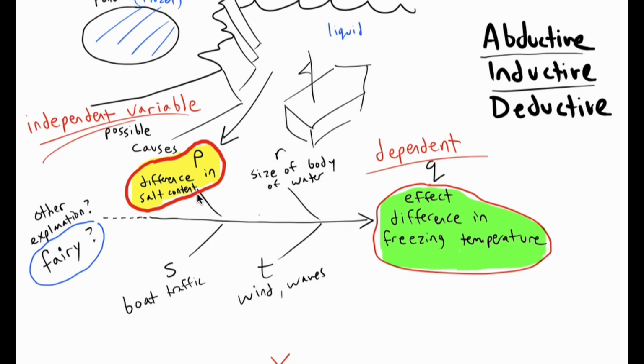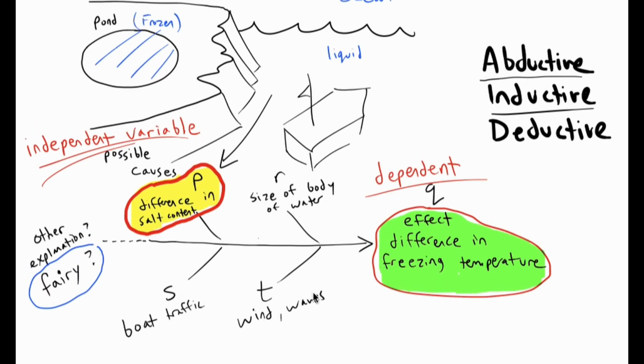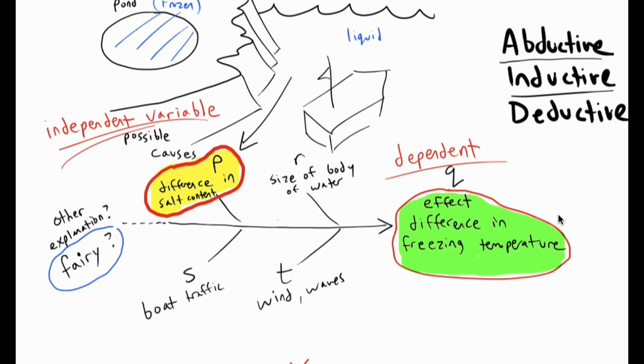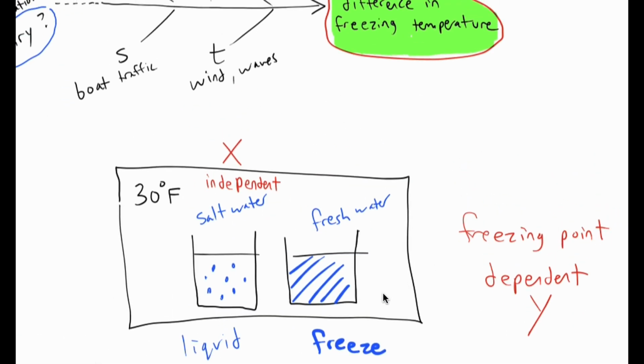We said that it might be the difference in salt content that was causing the fresh water to freeze before the ocean, or it might be the difference in the size of the body of water. It might be a difference in the boat traffic, or a difference in the wind and waves. All these possibilities. And I said that it was too complicated of a situation for somebody to just look at this and determine what the true cause is. So you had to do an experiment where you isolate the variables.